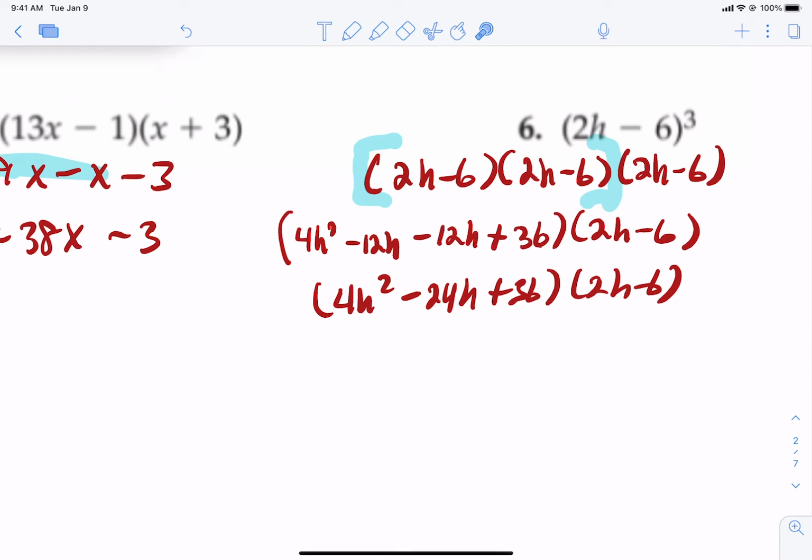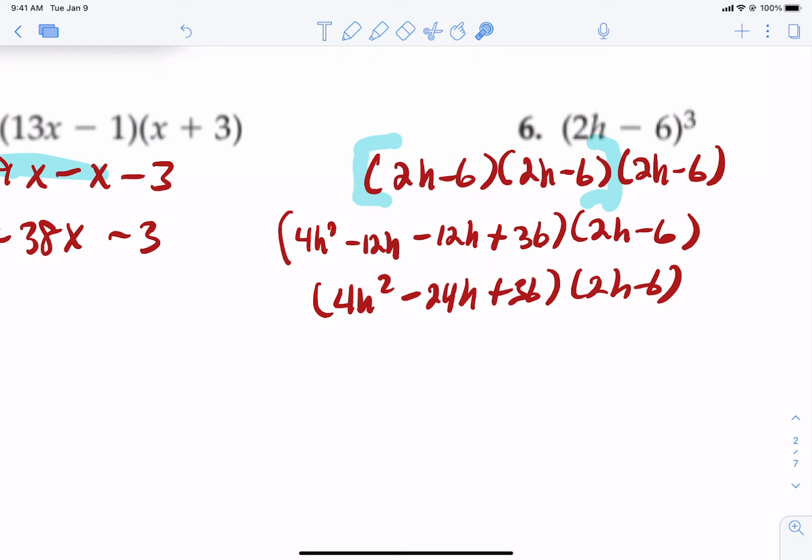So instead of writing it as negative 12 and negative 12, just combine those and make that a negative 24. Now, once we get to this point, this quantity cannot be changed. This quantity can't be changed. So now it's time to distribute again.